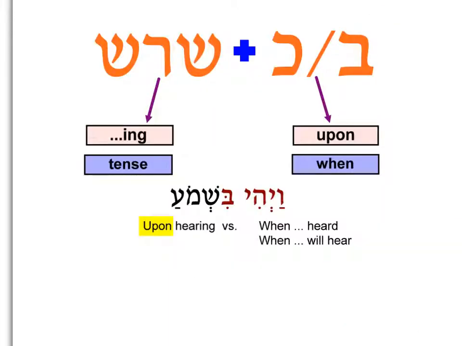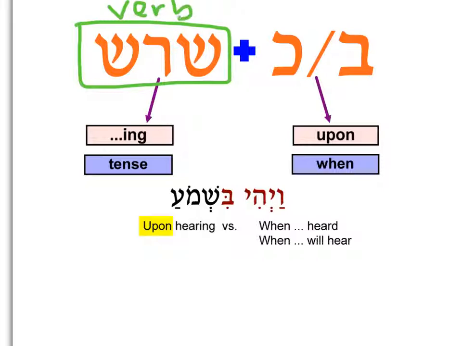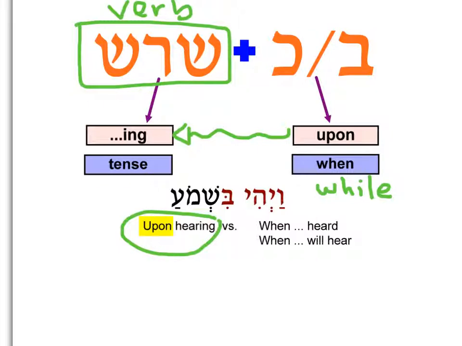The bet or kaf prefix before a shoresh, not a noun, a shoresh meaning a verb, depicts time. So upon, when, while, these are all acceptable translations for the bet or kaf. If you use the word upon, you use the suffix ing relating to your verb. In our example here, vayhi bishmoa, upon hearing. So notice I have my upon plus my ing suffix.